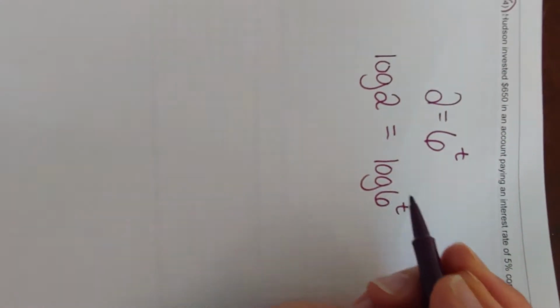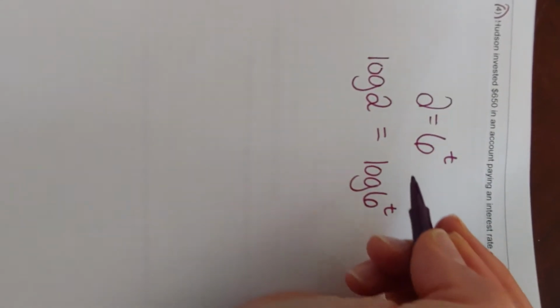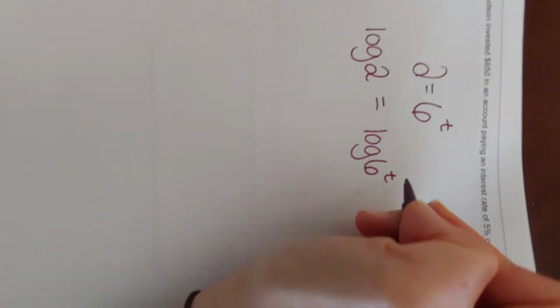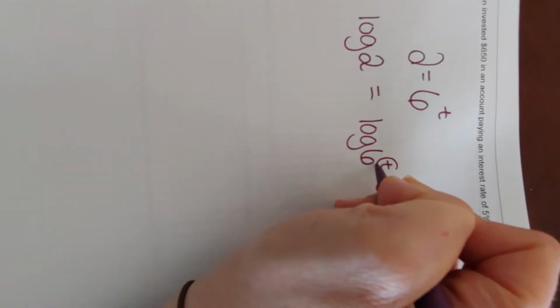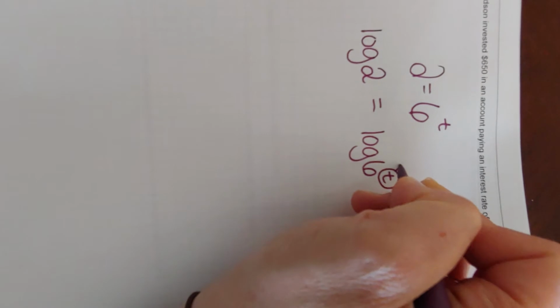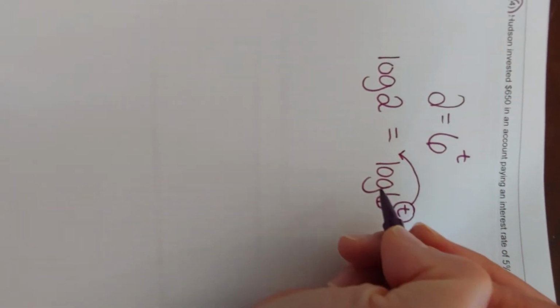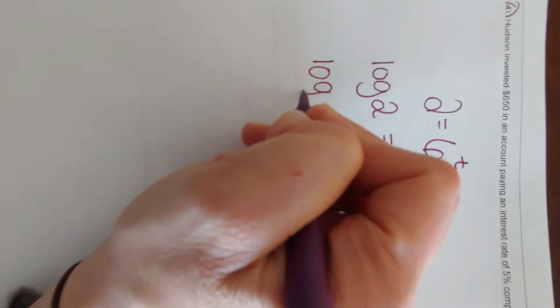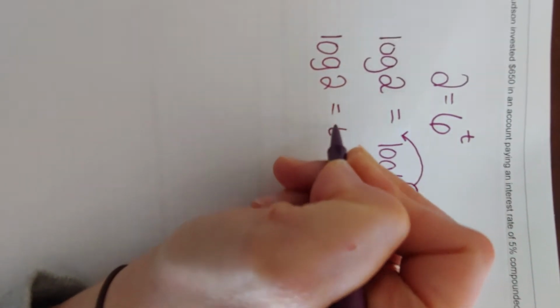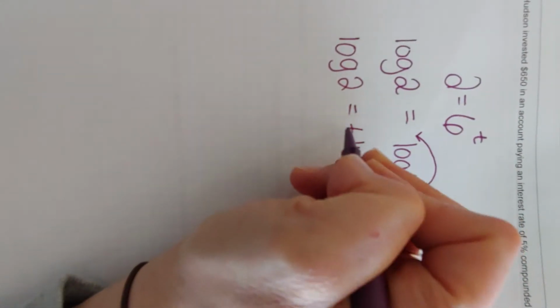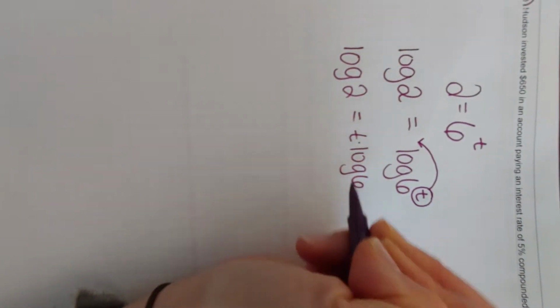When I write the word log in front of the 6t, the log is the key that unlocks the exponent and allows the exponent to jump in front. I put the log on the right side, so I have to put the log on the left side because I need to keep the equation balanced. All right, so after I introduce the word log, the t drops in front, and then this is just t times log of 6.